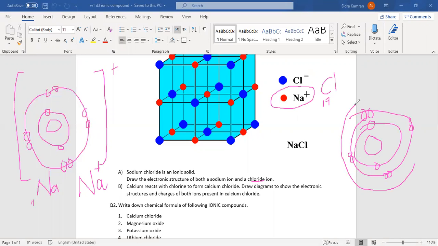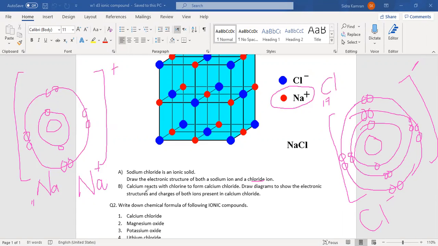But if it's a chloride ion, it is formed by the gain of 1 electron. So the third shell will also contain 8 electrons because 1 electron is gained by the chlorine atom. Now it is a chloride ion. So you have to make a bracket and write minus here. This is now a chloride ion, a negative ion.